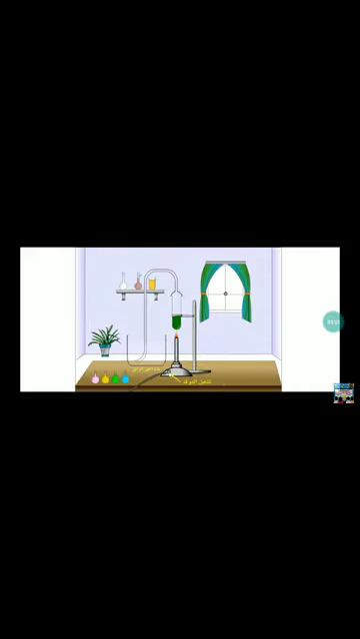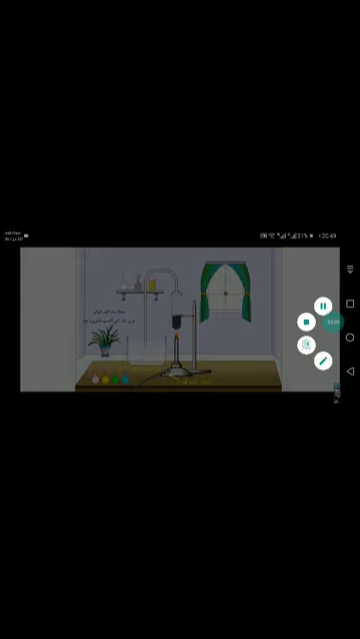Another one is copper carbonate, which is green in color, as you can see here. By heating, it decomposes into copper oxide, which is black in color, and carbon dioxide.